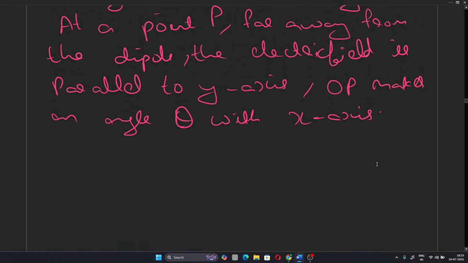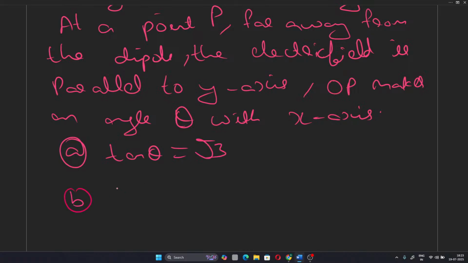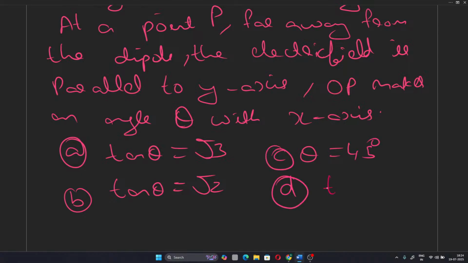Then they are asking the options. Option A, tan theta equals root 3. B, tan theta equals root 2. C, theta equals 45 degrees. D, tan theta equals 1 by root 2.